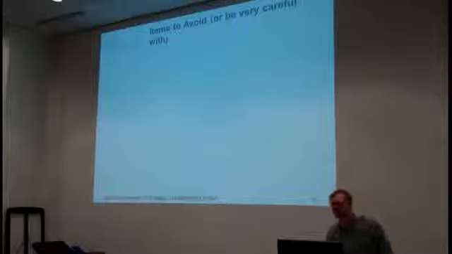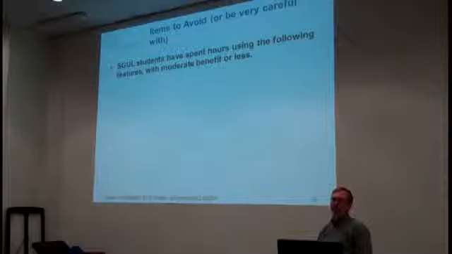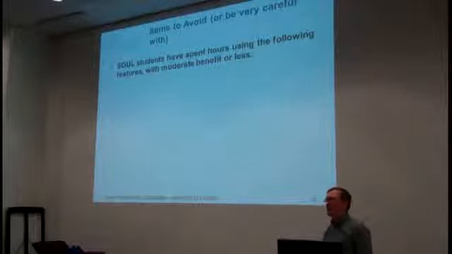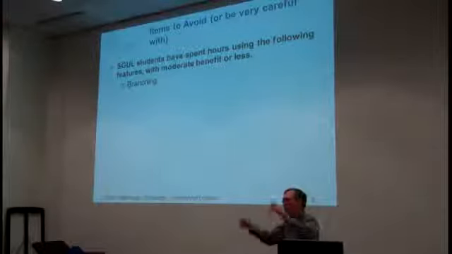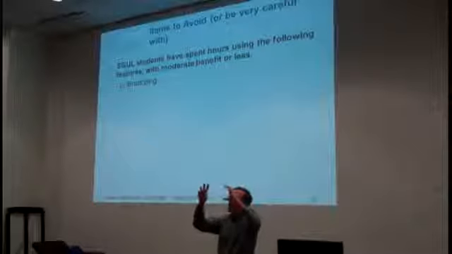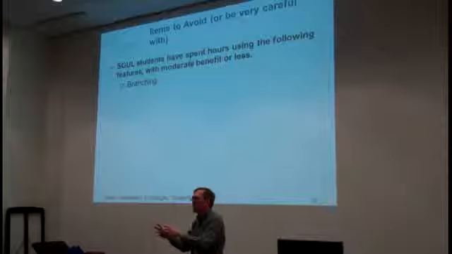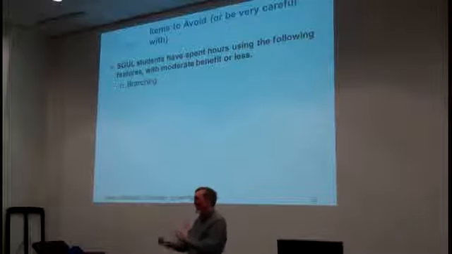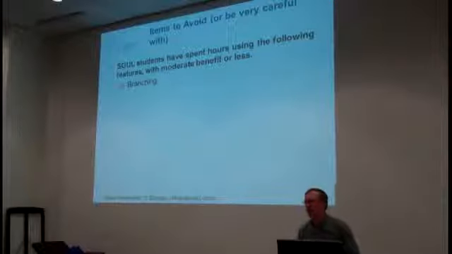Items to avoid, or be very careful with. St. George's students have spent hours using the following features with moderate benefit or less. Branching. SurveyMonkey can do something called branching. And so if you ask students what year they're in, you can branch and ask year 1 students these questions, and year 2 students those questions. For now, don't do it. It's too advanced for a first effort at a survey, unless for unusual reasons you've used SurveyMonkey before and conducted research in the past.